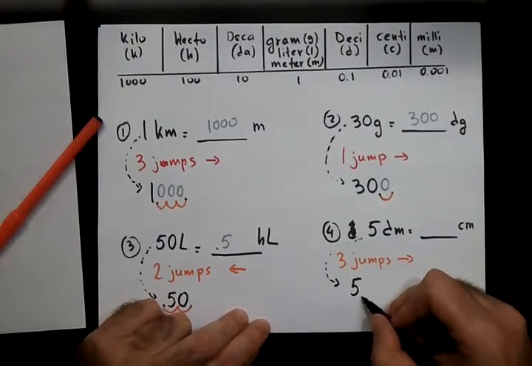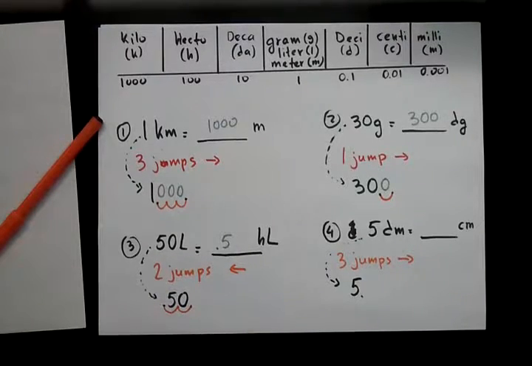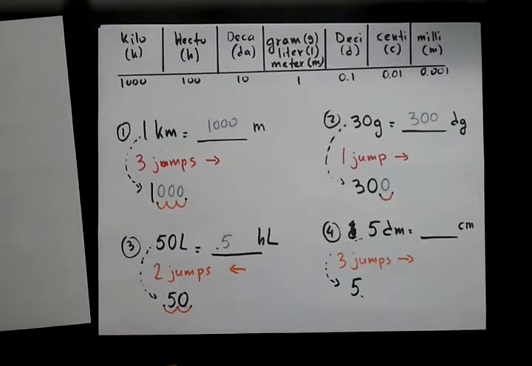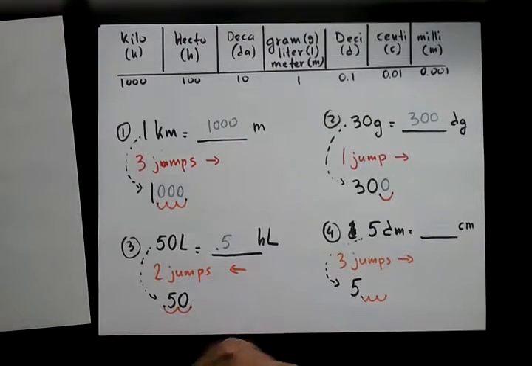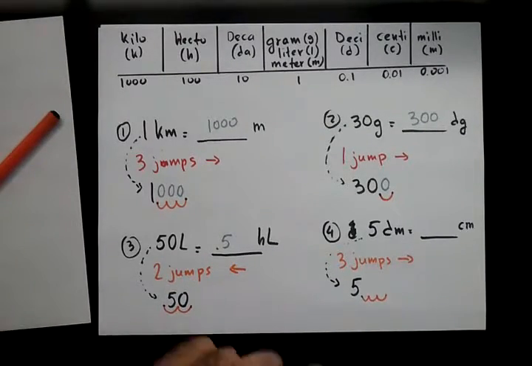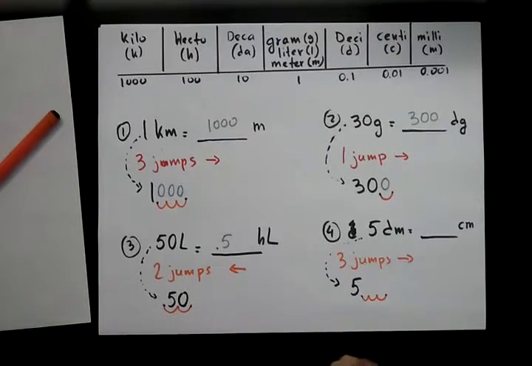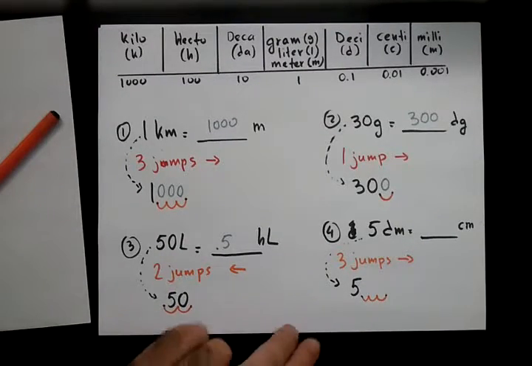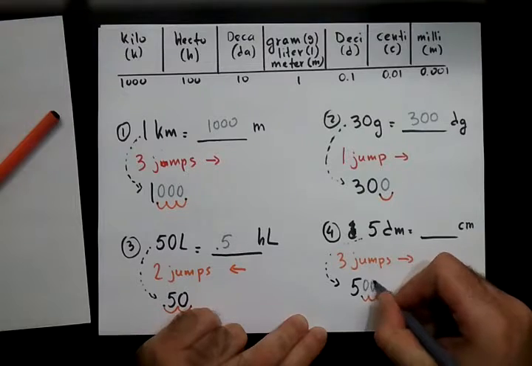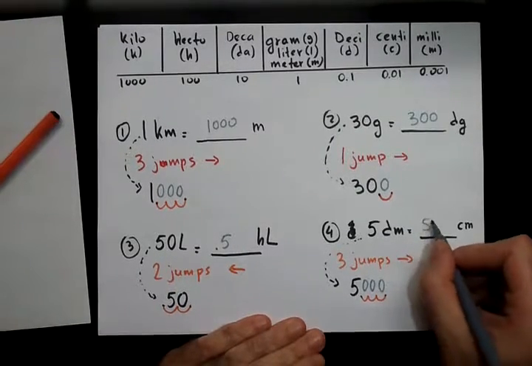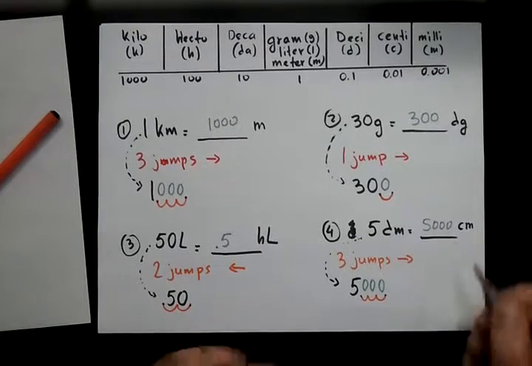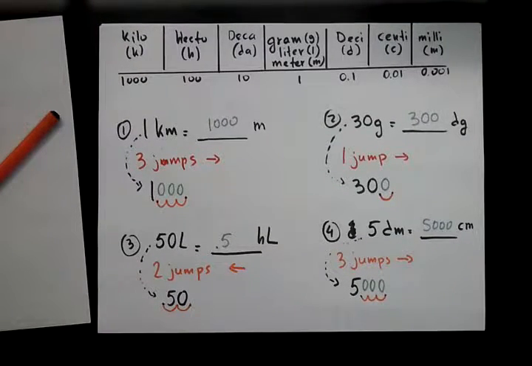Then I'm going to go ahead and rewrite my number. Locate the decimal. It's right here right now. And since I'm moving 3 jumps and I'm going in the right direction, I'm going to add 1, 2, 3. My new decimal is right here. 1, 2, 3. So the final answer is 5,000.